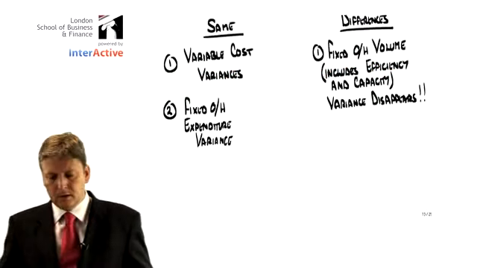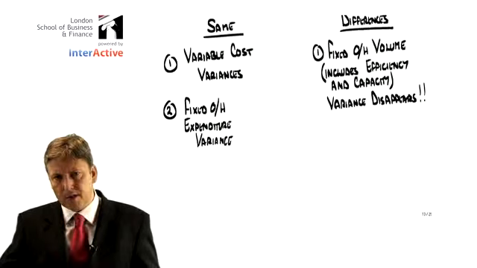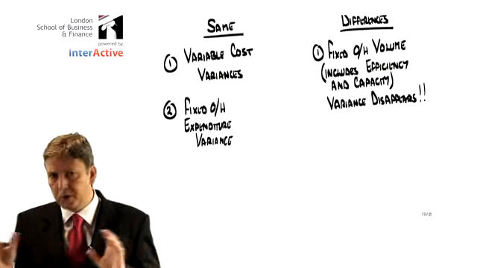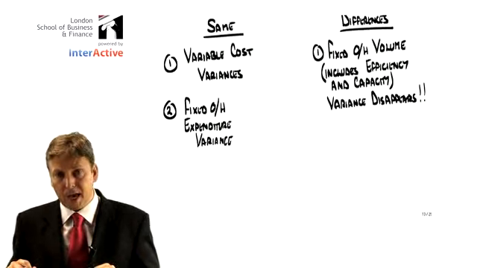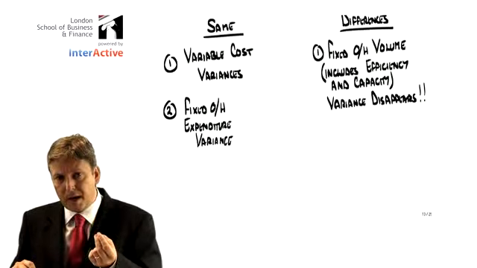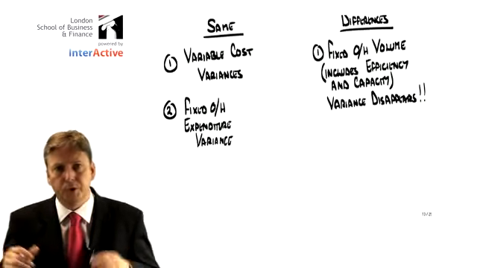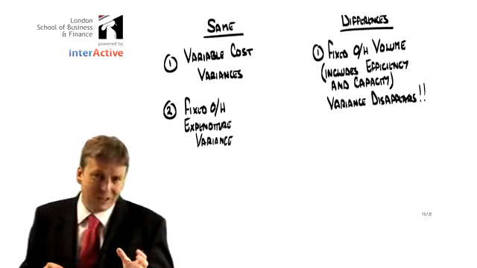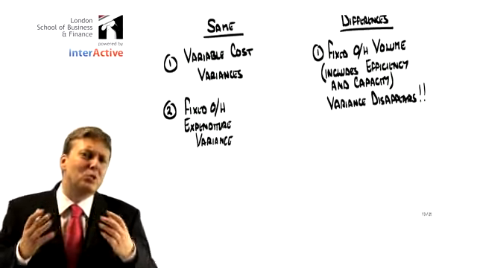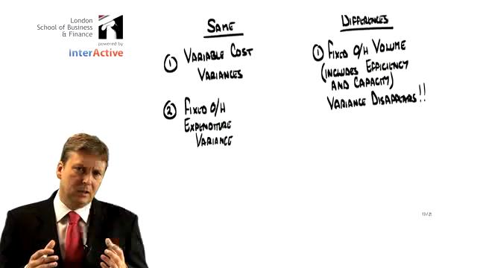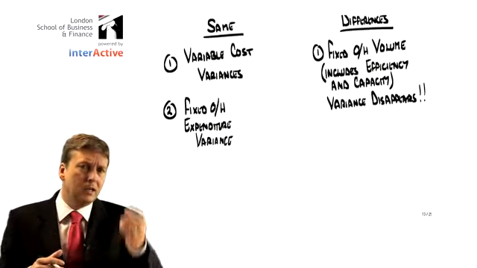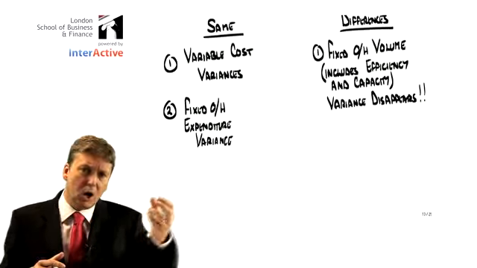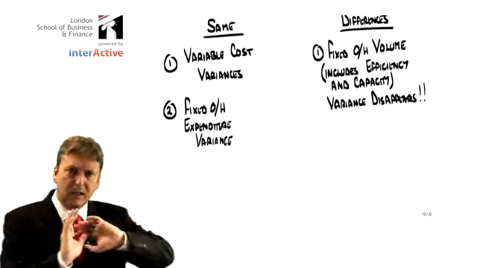We've said that variable cost variances will be the same under both absorption and marginal. We've also said that the fixed overhead expenditure will be the same under absorption and marginal. And we've said that because we're not absorbing our overhead, we don't need fixed overhead volume or fixed overhead capacity. They disappear.